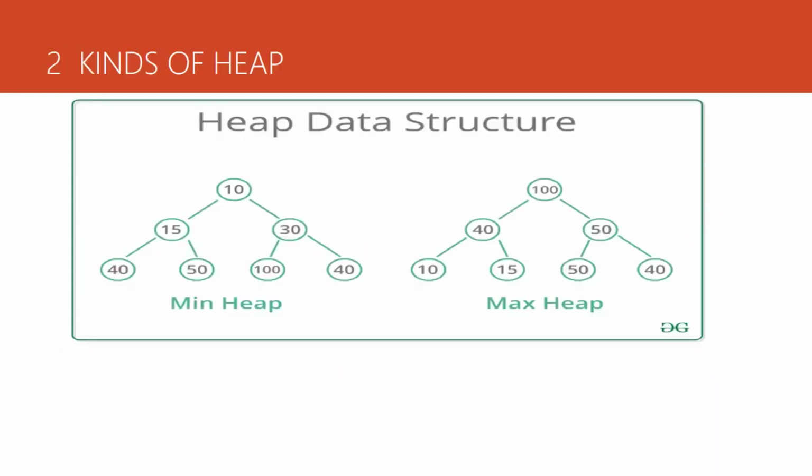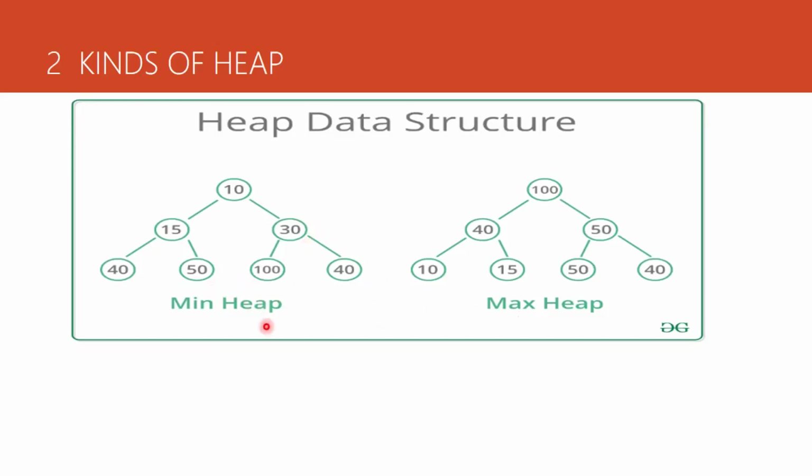There are two kinds of heap, max heap and min heap. What do you mean by max heap? In a max heap, if you take a path from root till leaf in a branch, it is always in decreasing order. If you see here 10, 50, 50, okay, 10, 50, 40. Whereas in a min heap, from root till the leaf it is in increasing order: 10, 15, 50. If I take this branch, 10, 30, 100, 10, 30, 40. So this is a min heap and this is a min heap.